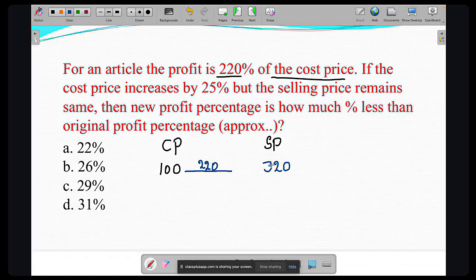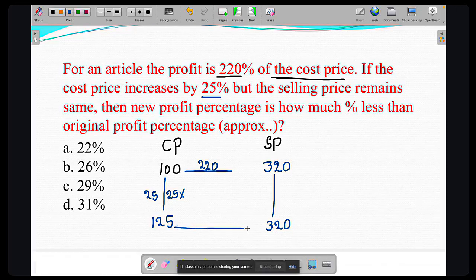Yes, sir. Then if the cost price increases by 25%, cost price increased by 25% means now cost price will be 125. 25% of 100, 25 rupees, so cost price increased to 125. But the selling price remains the same, so selling price is 320 only. Then we need the new profit percentage: how much percentage less than the original profit?